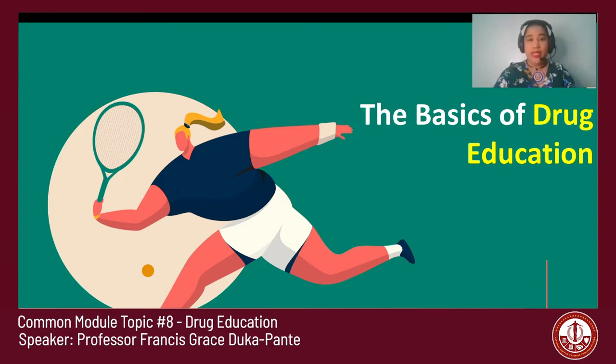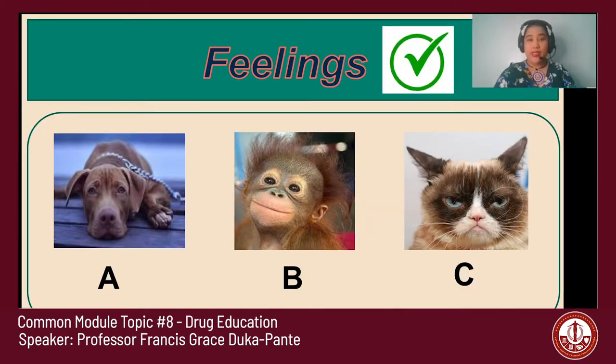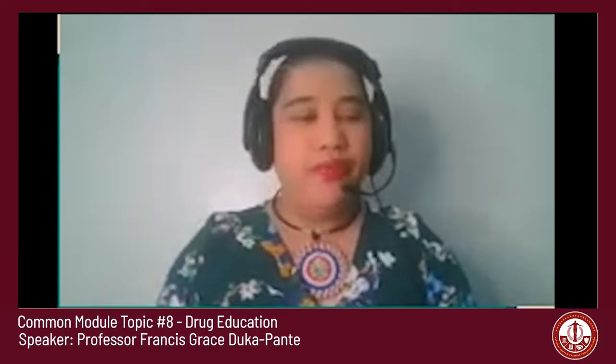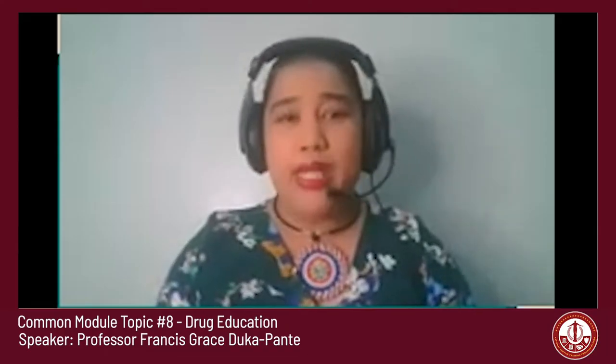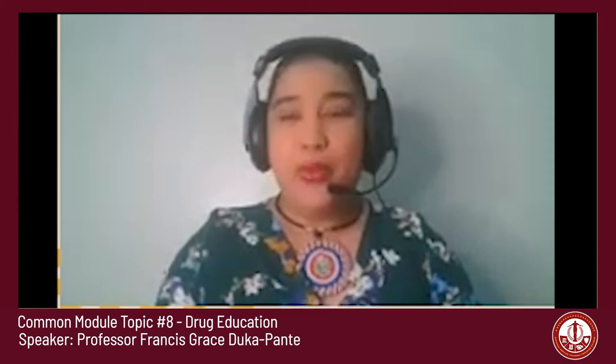But before we do that, I would like to do a feelings check. As you can see from this slide, I have the animal moods. A stands for sadness, B is for happiness, and C is for being grumpy. I know that many of you can relate with these emotions. The point of this slide is to make you realize that whatever you are feeling right now, as we are in the midst of a pandemic, is exactly normal and valid. So I guess we're now ready to start.